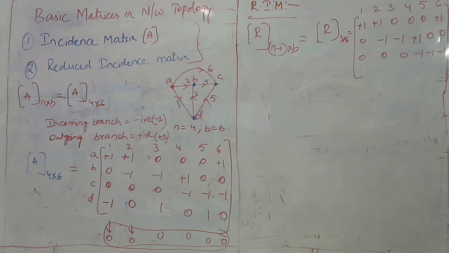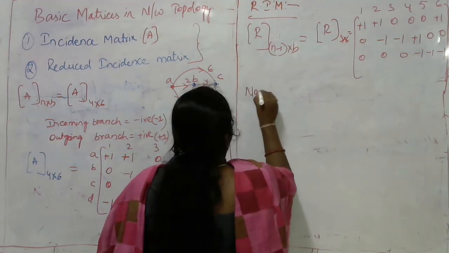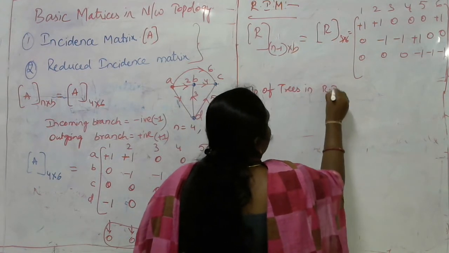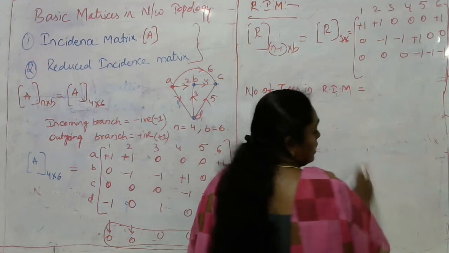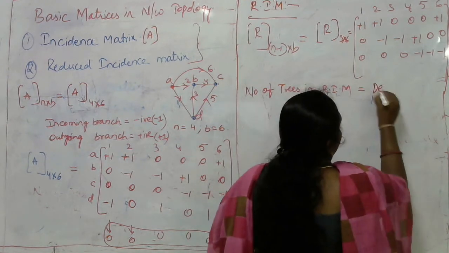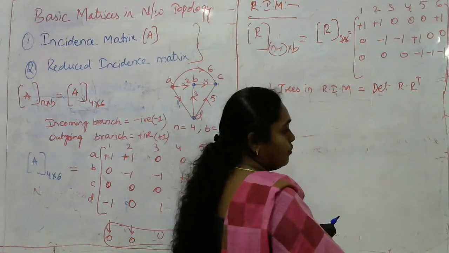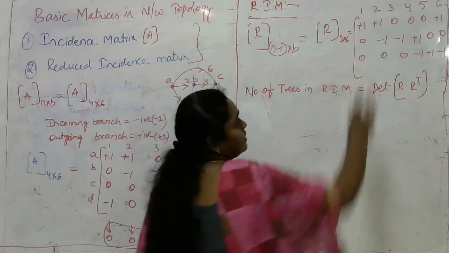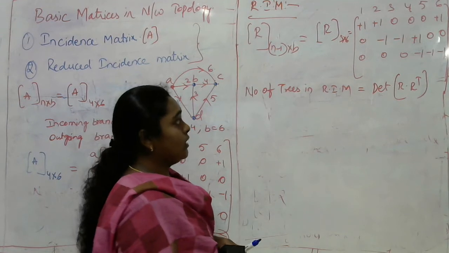In order to find the number of trees using a reduced incidence matrix, the formula we need is: the number of trees for a graph is equal to the determinant of R into R transpose. Here we need to find the determinant of R into R transpose. This is the R matrix, and transpose is nothing but changing the rows into columns and columns into rows.